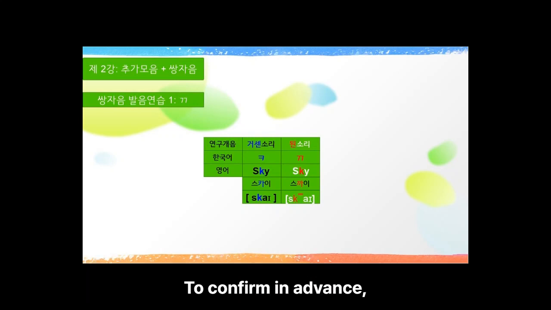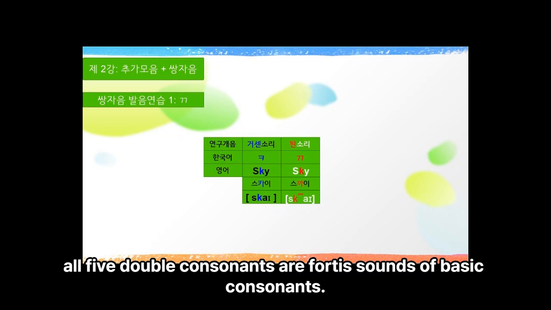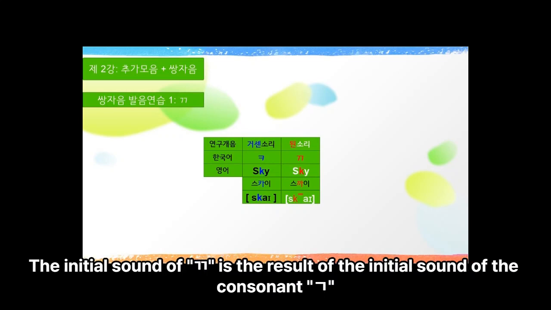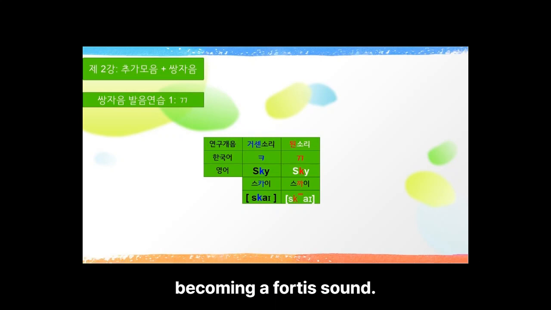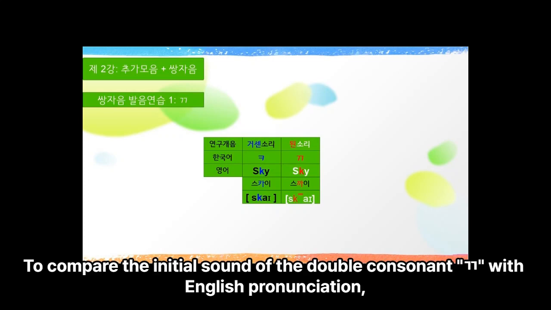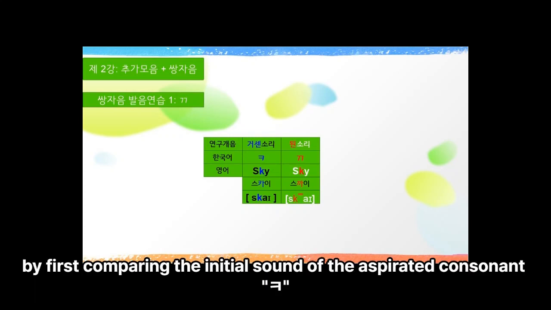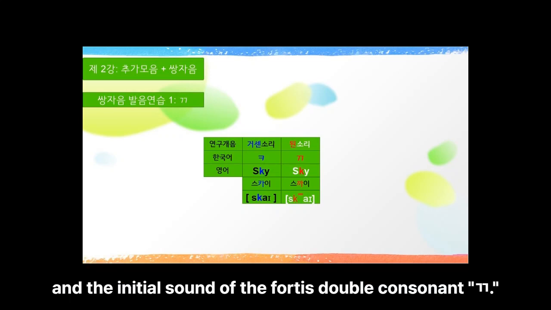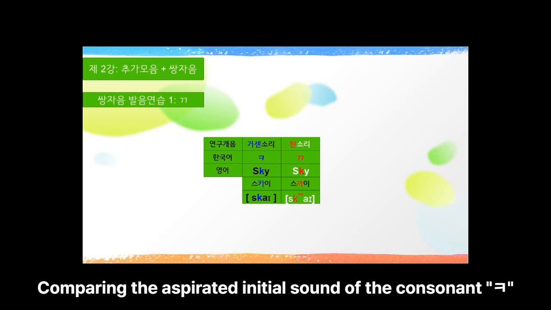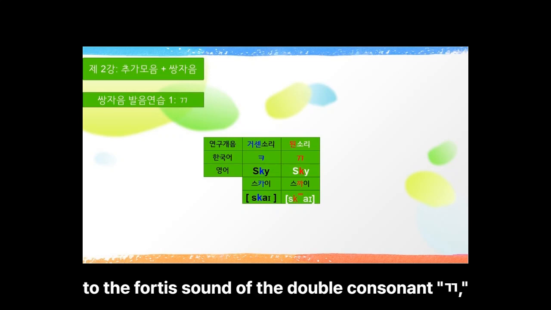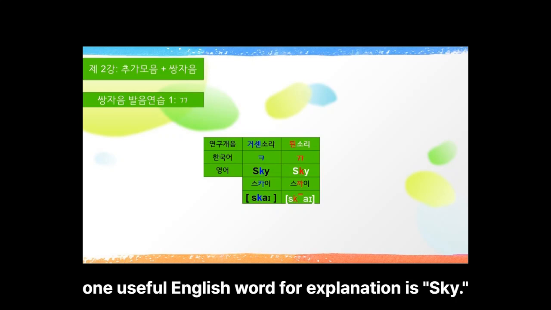To confirm in advance, all 5 double consonants are fortis sounds of basic consonants. The initial sound of songyok is the result of the initial sound of the consonant, gyok, becoming a fortis sound. To compare the initial sound of the double consonant, songyok, with English pronunciation, in this textbook, we will explain it by first comparing the initial sound of the aspirated consonant, kyuk, and the initial sound of the fortis double consonant, songyok. Comparing the aspirated initial sound of the consonant, kyuk, to the fortis sound of the double consonant, songyok, one useful English word for explanation is sky.